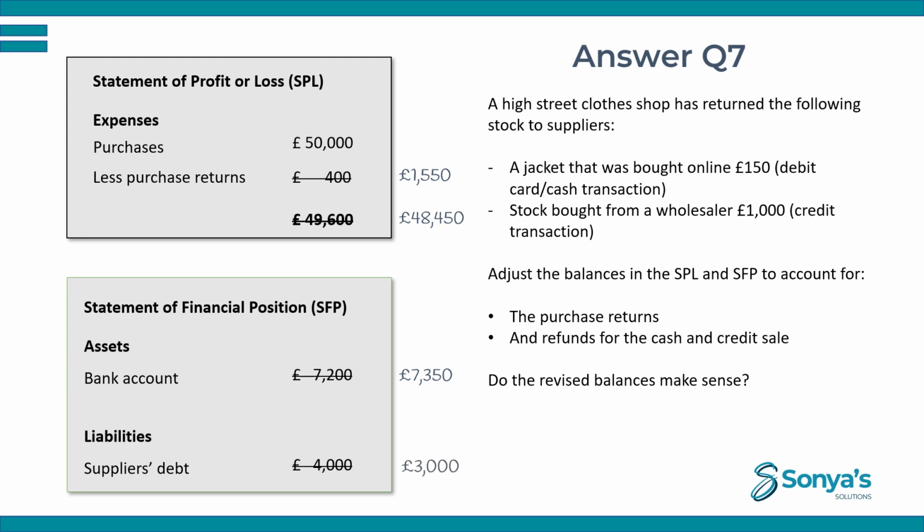The wholesaler invoiced the business £1,000. The invoice will be in the supplier's debt account. This needs removing. The balance will decrease by £1,000, so the business will now owe its suppliers £3,000.